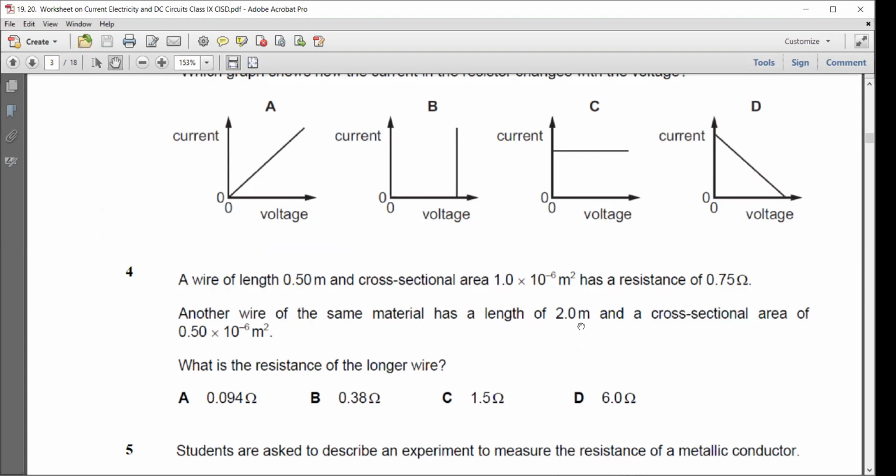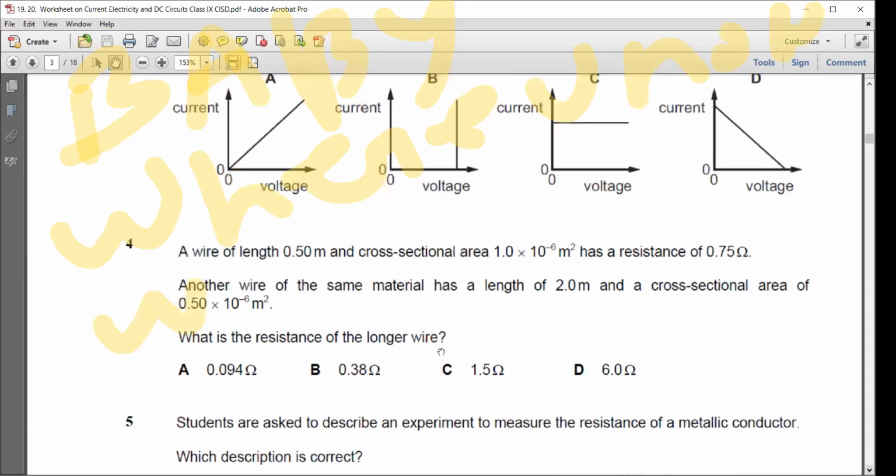Now we have here a length of 2 meters, so it will be L2. Are you writing L2? And a cross-sectional area of 0.50 into 10 to the power minus 6 meter square. So please also write this as A2. And what is the resistance of the longer wire? Now this one is R2.